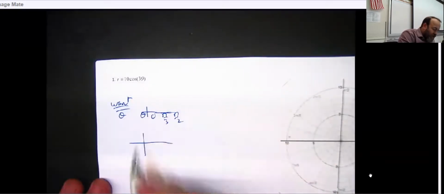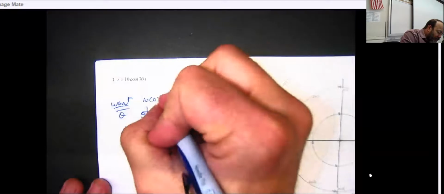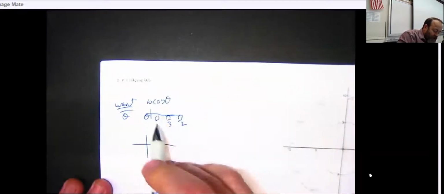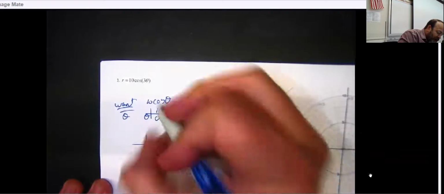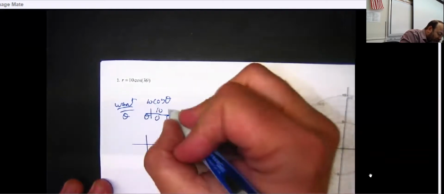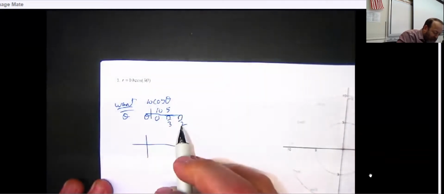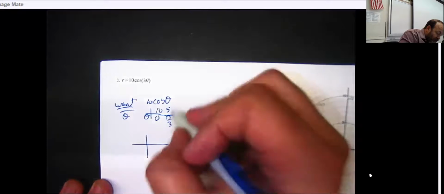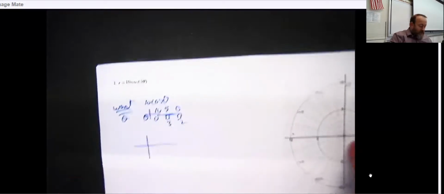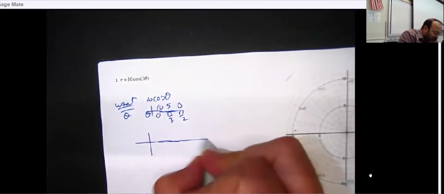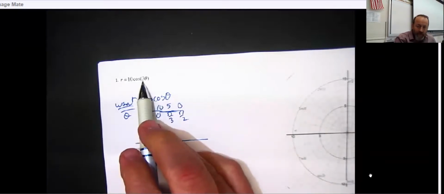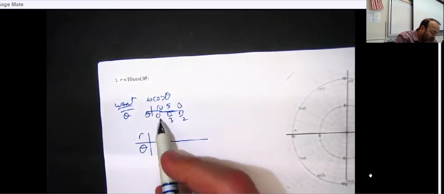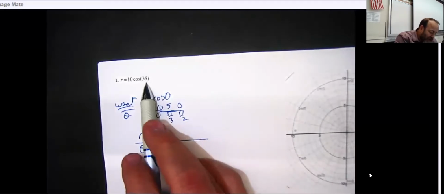Now, of course, normally if it was just 10 cosine theta, the cosine of 0 is 1 and we'd get 10. The cosine of pi over 3 is a half, so we'd get 5. And the cosine of pi over 2 is 0, so I'd get 0. But in graphing by transformation, some weird things happen. When you multiply by 3 theta, ultimately what it does is it divides by 3. So these theta values all get divided by 3.